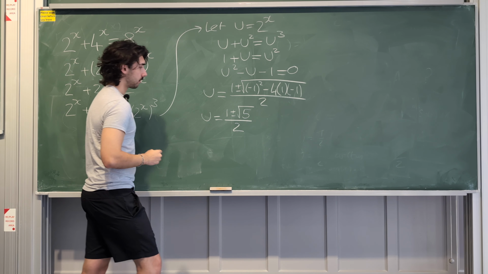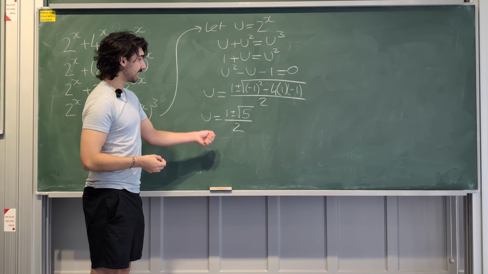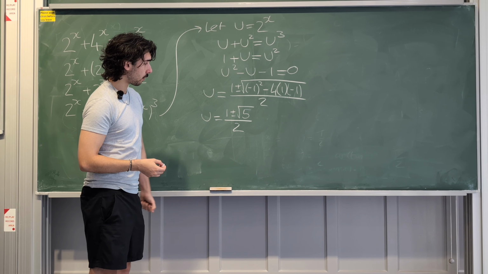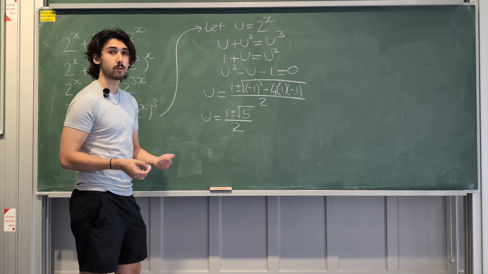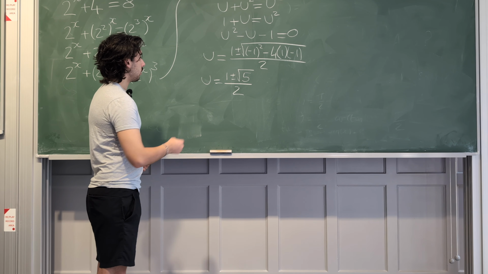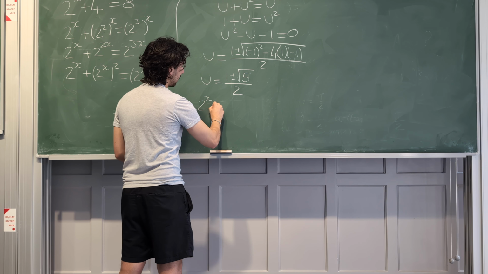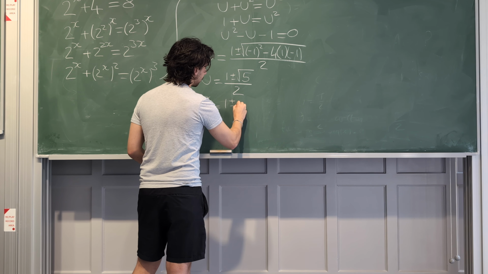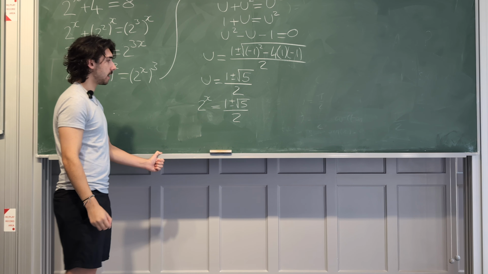Okay. Now, you might recognize this. In the case where this is the positive, 1 plus root 5 over 2, this is the golden ratio, okay? This is the golden ratio, really nice, really cool. But it's not too relevant. So that's u. Remember, we have 2 to the x is u. So 2 to the x is 1 plus or minus the square root of 5 over 2, okay?